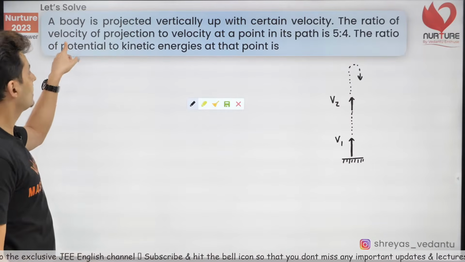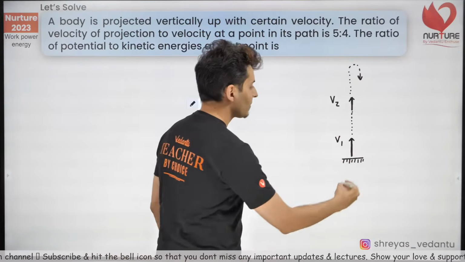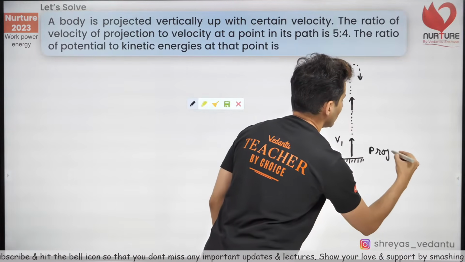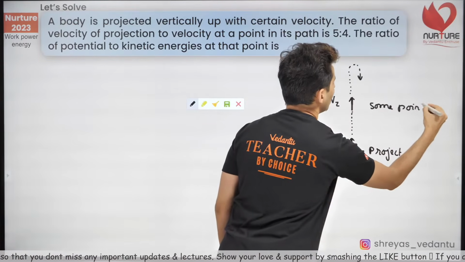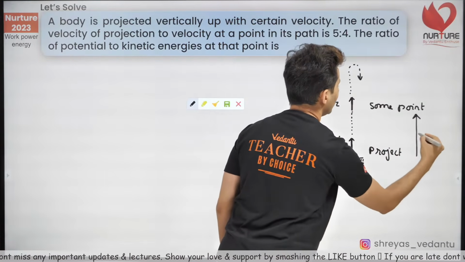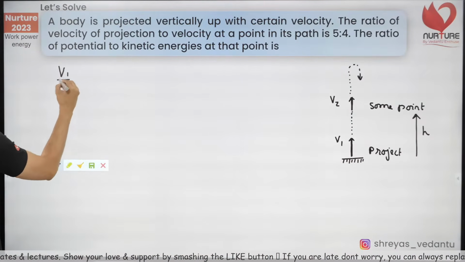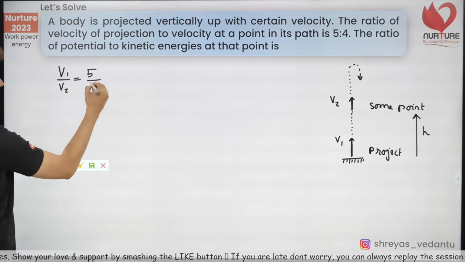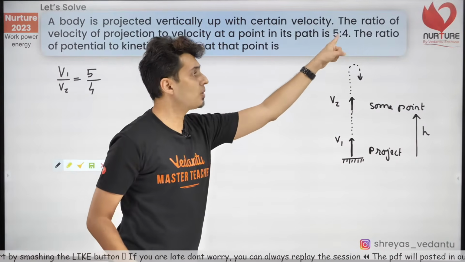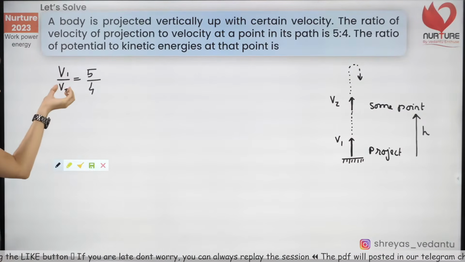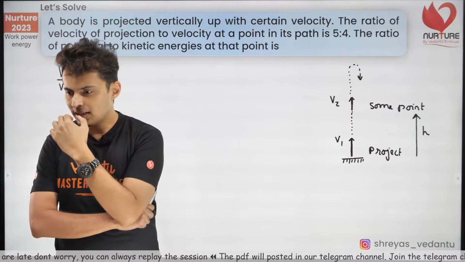Now, according to the question, the ratio of velocity of projection to the velocity at a point. This is where you project it. This is some point basically. Let's say this is height h. Now, what is given in the question is v1 by v2 is 5/4. Speed of projection upon speed at some point is in the ratio of 5:4. Initial speed will be more, final speed will be slightly less.